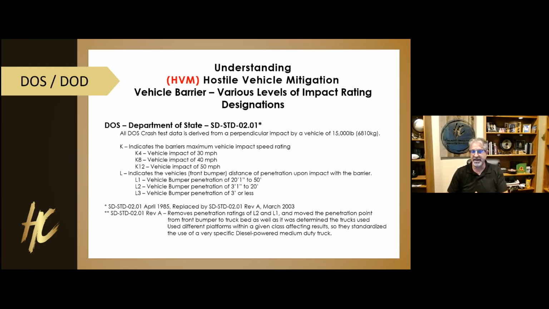K4 is a 15,000 pound vehicle traveling at 30 miles an hour. K8 is a 15,000 pound vehicle traveling at 40 miles an hour. And finally, K12 is a 15,000 pound vehicle traveling at 50 miles an hour.